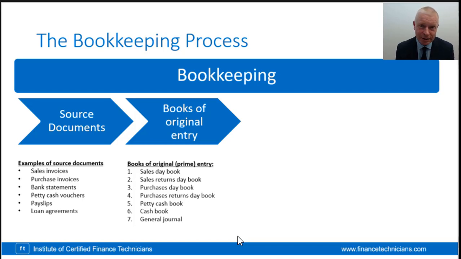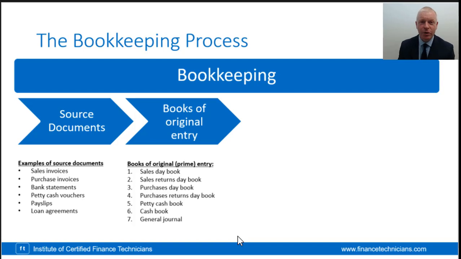And the general journal is just a catch-all document whereby all other transactions are incorporated into that particular document. As time progresses, you'll be expected to actually fill in the numbers in these particular daybooks. But this is all you need to know at this particular juncture. You now know that the source documents feed the raw data into the books of original entry.